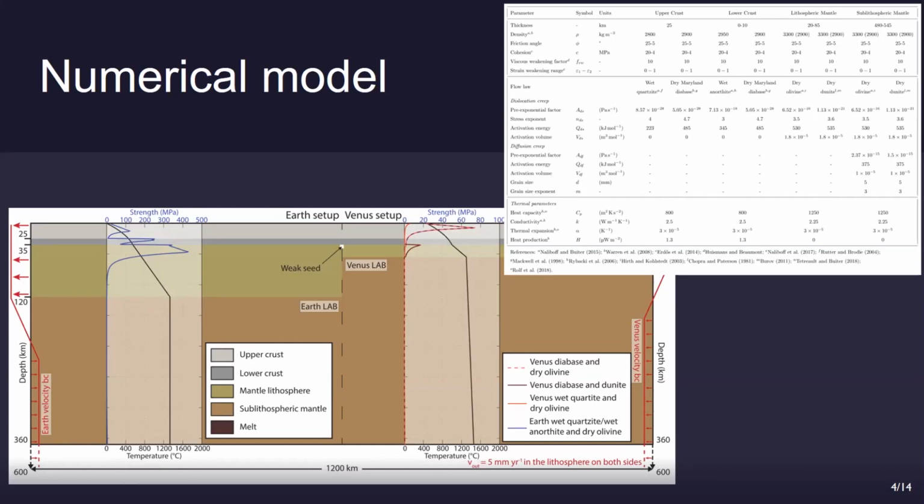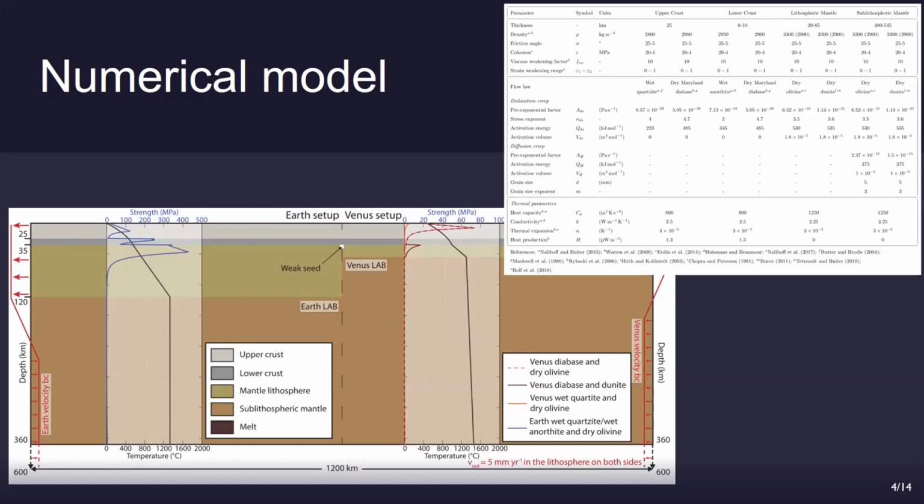But basically what's important is that we have this rectangular box and we pull on both sides. We make sure that there is initialization of localization and strain in the middle by having this little weak seed. On the left-hand side, you can see our Earth setup, which has a thicker lithosphere and it's colder. On the right-hand side, we have the Venus setup, which has a thinner lithosphere and it's hotter. And we're going to tune some parameters to see how the rifting process would work on Venus.